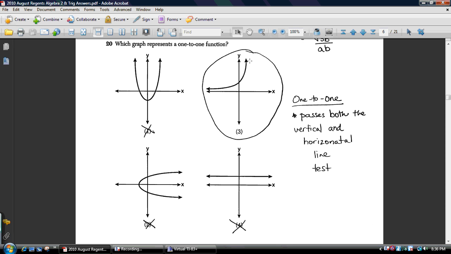Gonna have to zoom out a little bit. Which graph represents a one-to-one function? A one-to-one function passes both the vertical line test, making it a function, and the horizontal line test. And so this is the only one that passes both the vertical, in other words, it hits only one spot, and the horizontal. So it's one-to-one.